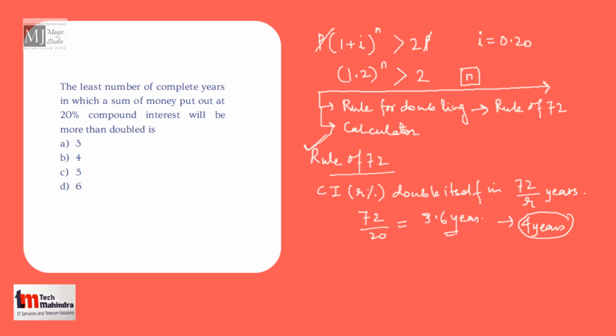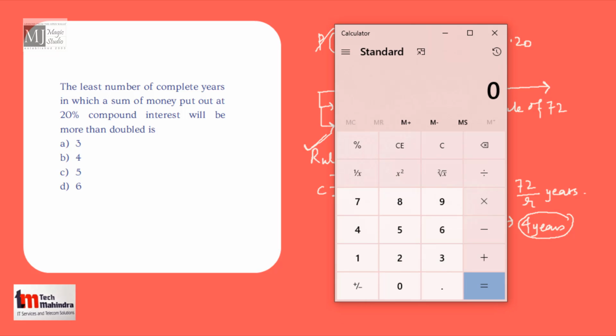Let me have the on-screen calculator for you. So this is an on-screen calculator. Okay, suppose I started with rupees 100. I'm looking out for when my amount will become 200 or more than 200. When exactly does it become more than 200?